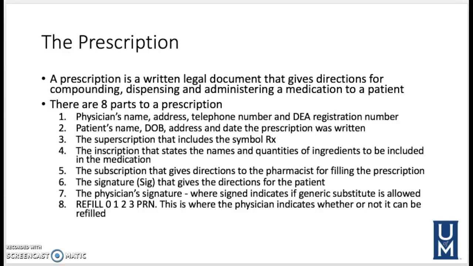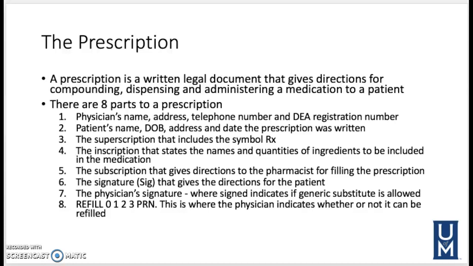Number 2. This is going to include the patient's name, the patient's date of birth, the patient's address, and also the date the prescription was written. Having the date is important because after a certain amount of time, you are unable to get a prescription filled in some cases. So the third section is our superscription.